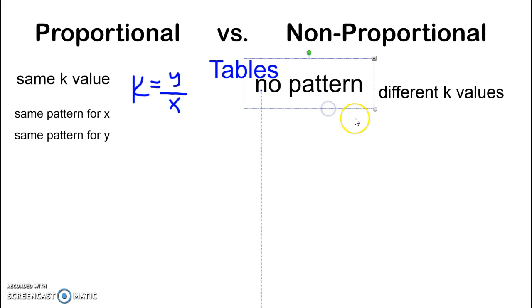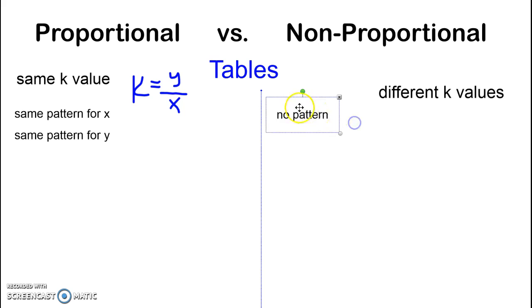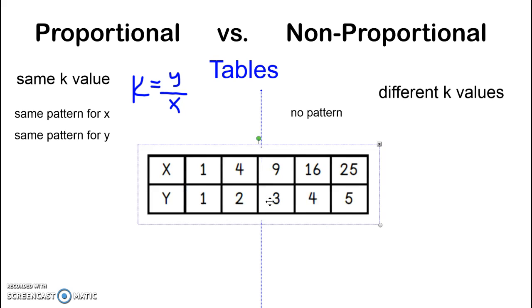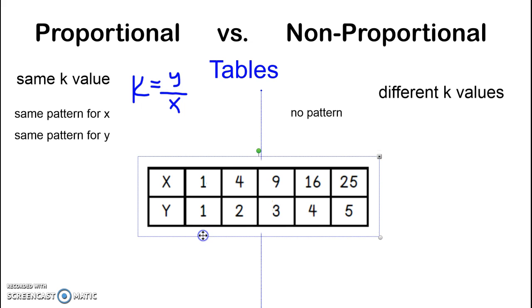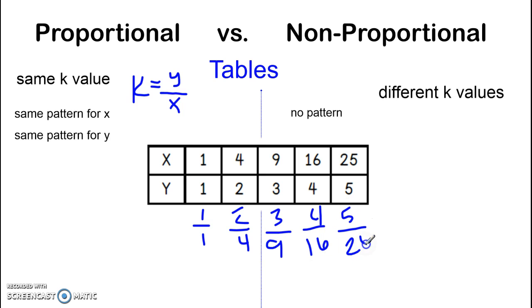So a non-proportional table doesn't have a set pattern, or it may only have a pattern on the X and not on the Y, but you would need a pattern on both of them. So we have this table here, 1 and 1, 4 and 2, 9 and 3, 16 and 4, 25 and 5. So if I were to find K for each of these, that would be 1 divided by 1, 2 divided by 4, 3 divided by 9, 4 divided by 16, 5 divided by 25.